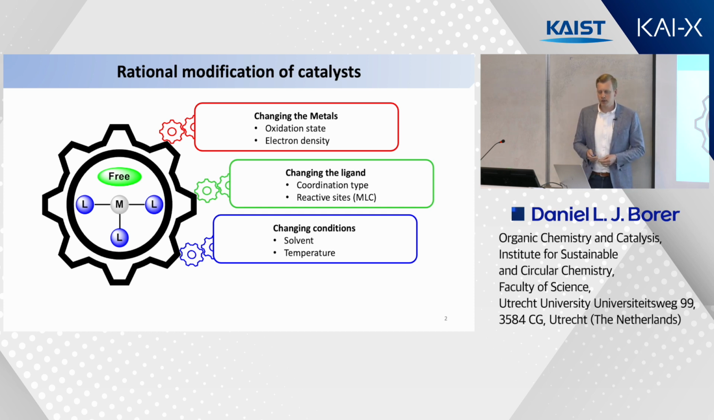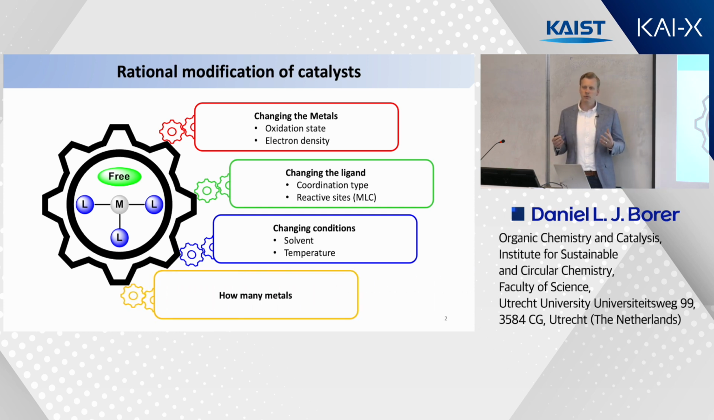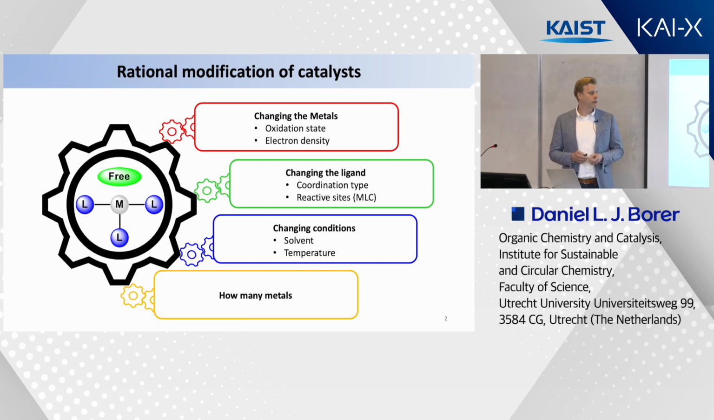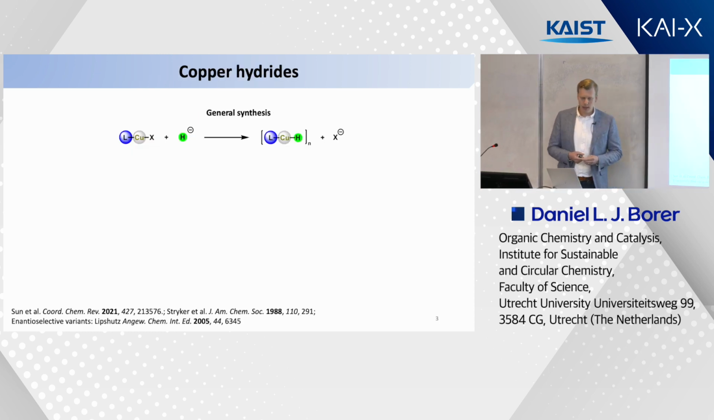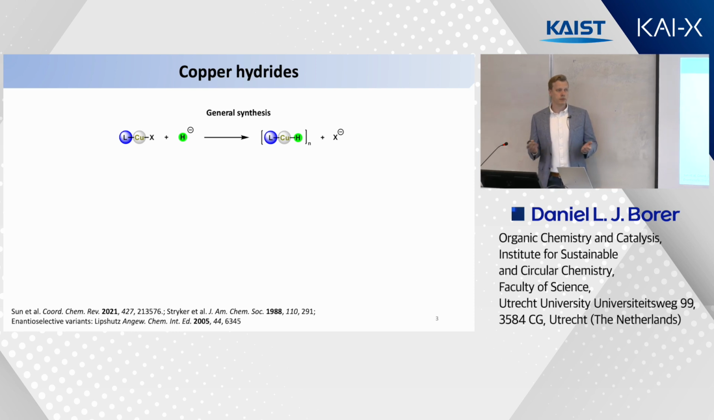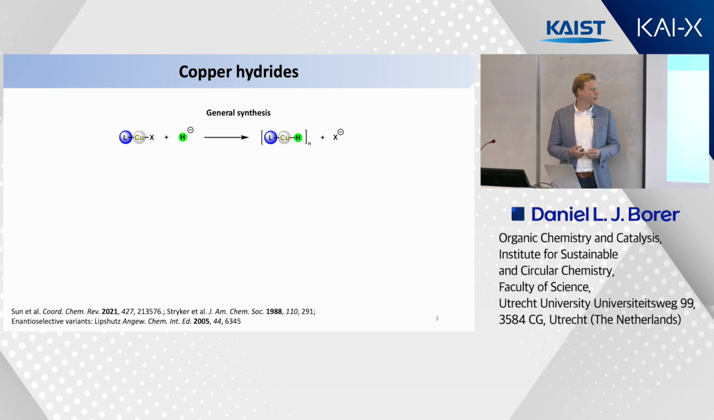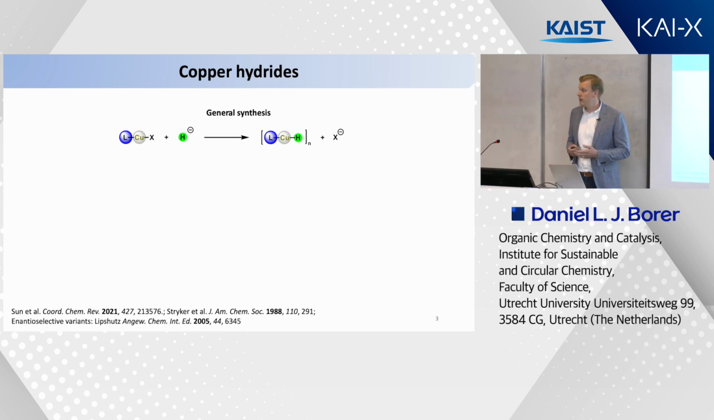However, something that's not often considered is how many metals do I have in my catalytic active site. And that's something that I'm very interested in and plays a big role in a lot of chemical transformations. And I would like to start by giving you an example for the work involving copper hydrides. Copper hydrides are widely applied in organic synthesis, and here you see how they are generally synthesized.